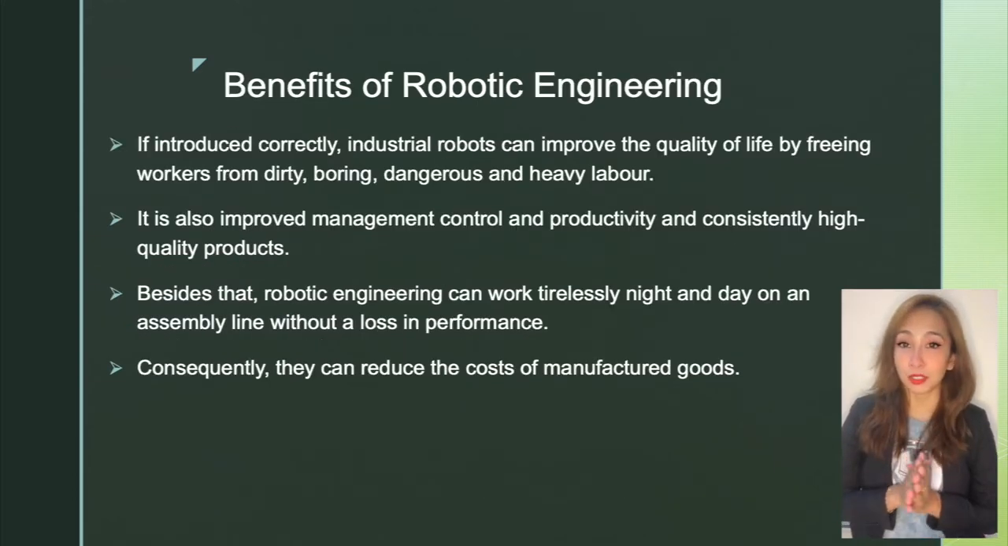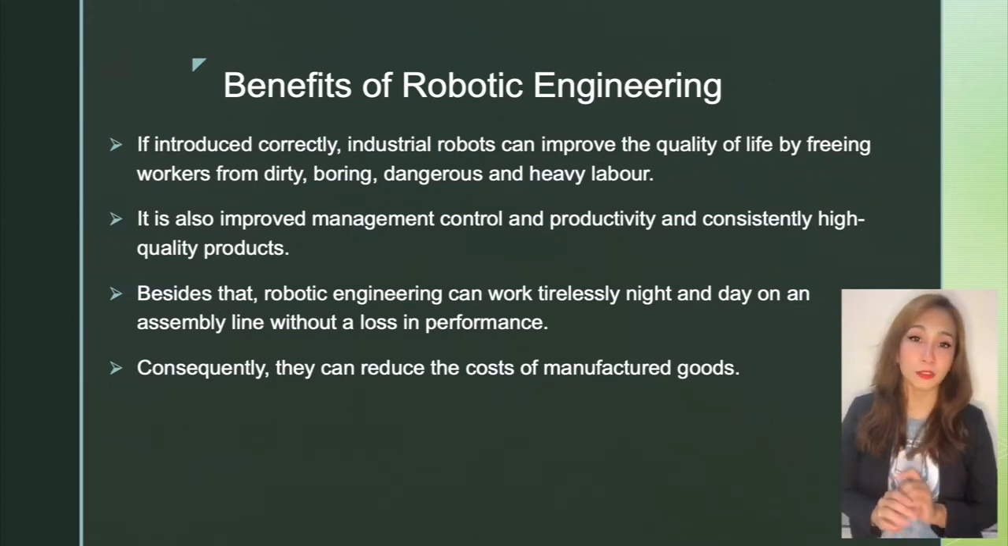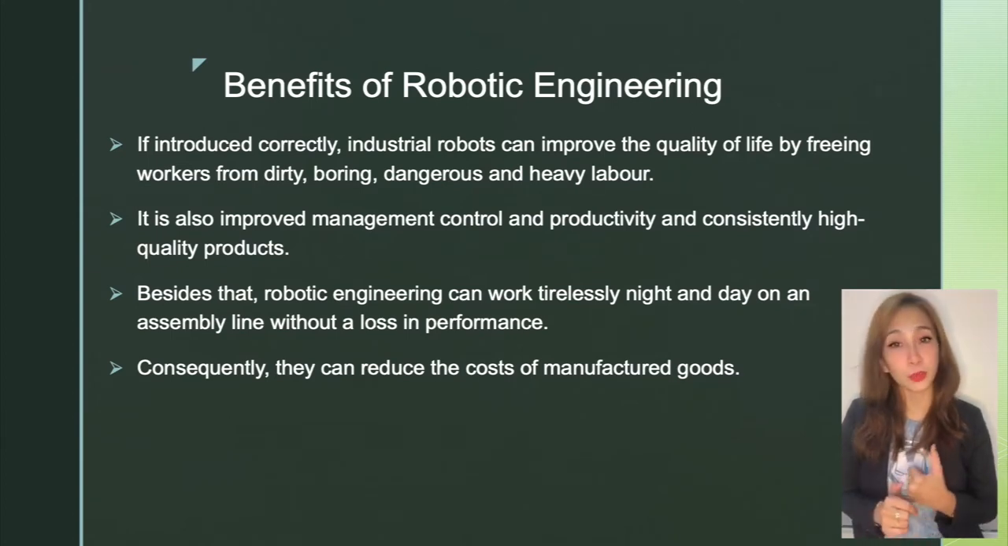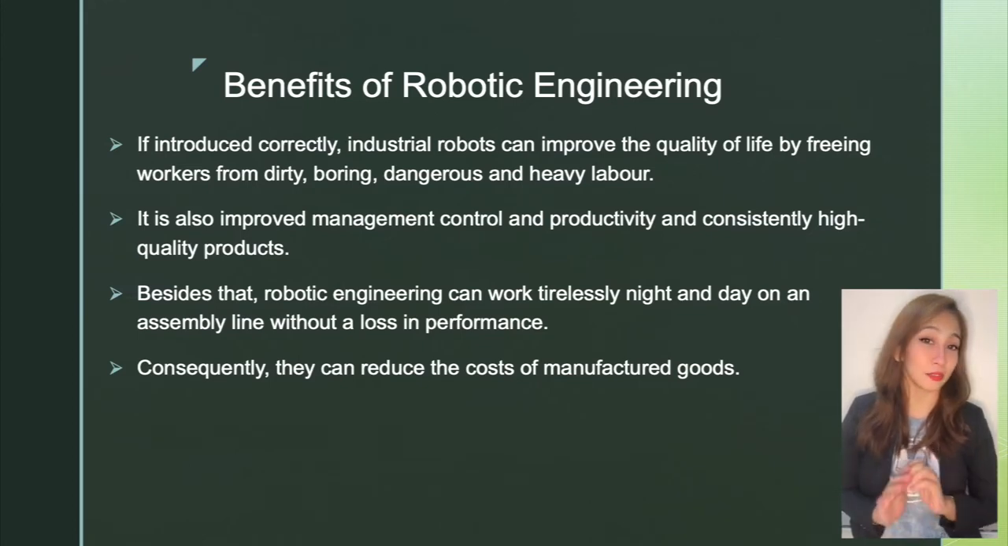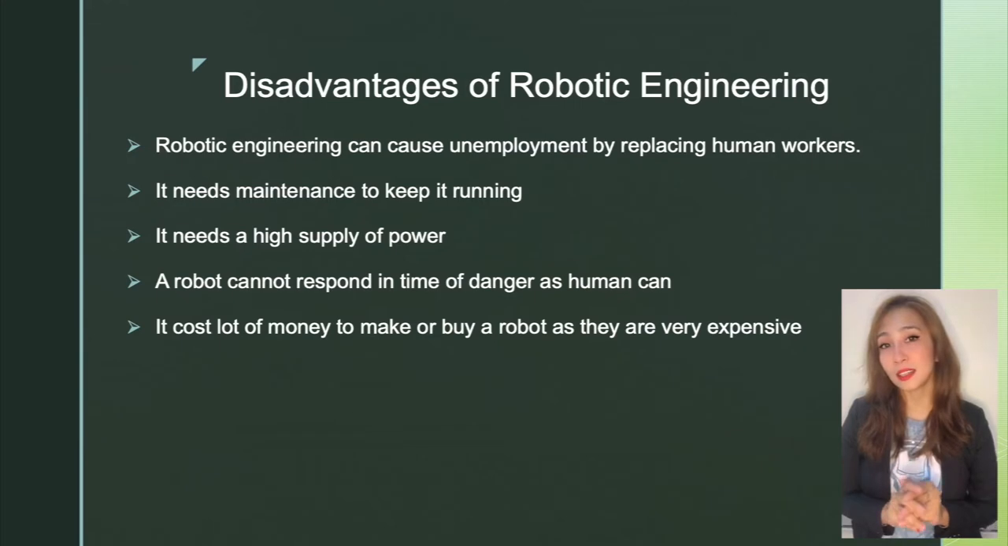With robotic engineering in demand nowadays, it has pros and cons that will affect us in all aspects. Obviously, the first benefit is to improve the quality of life by freeing workers from dirty, boring, dangerous, and heavy labor. Besides, it will help to reduce the cost of manufactured goods. For the disadvantages, on the other hand, robotic engineering technology will cause unemployment by replacing human workers. In addition, it will cost a lot of money to make or buy a robot, as they are very expensive and need maintenance to keep them running. So today's presentation is to develop an understanding of adaptation in robotic engineering technology. We have to live with both current robotic demands and human power supply. Thank you.